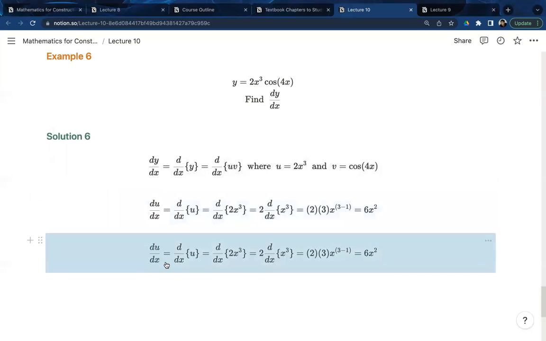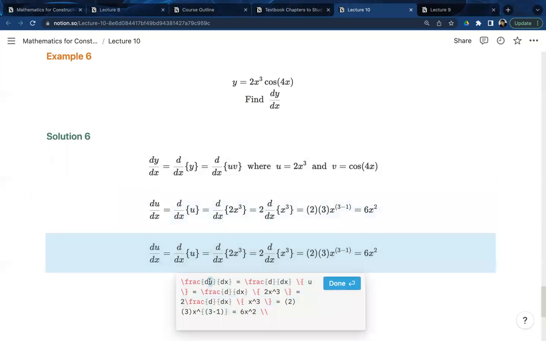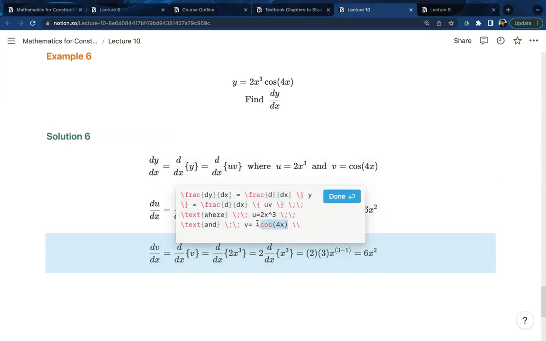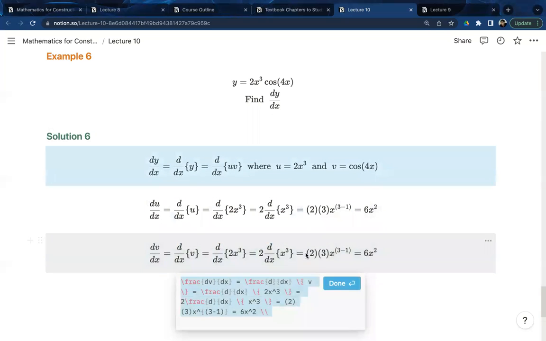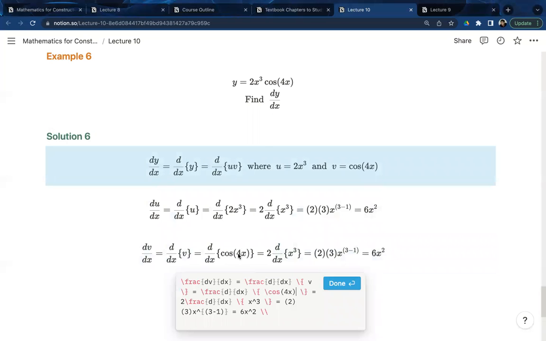And we could find dv dx as well. dv dx is the derivative of v with respect to x, which is the derivative of cosine 4x. Now this, you can't take out any constant. There's no number in front of it, because we already took out the number for the x cubed, but there's no number for the cosine. There's one number that we bundled up with x cubed to make u. So there's no number here.